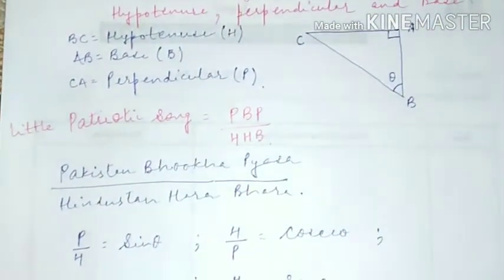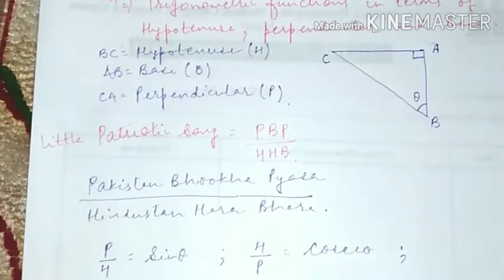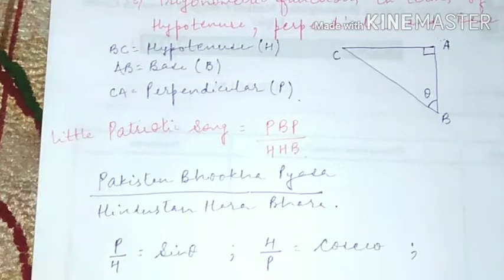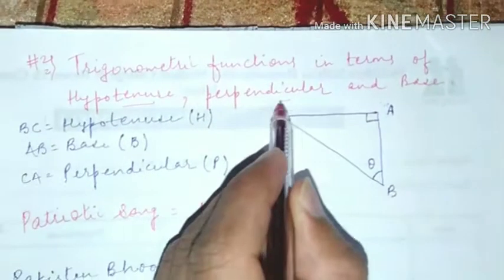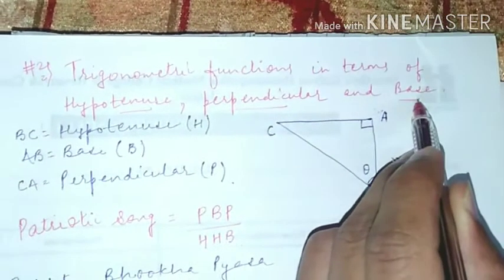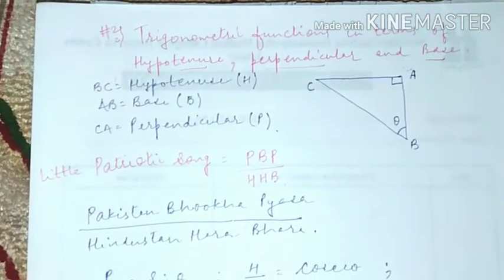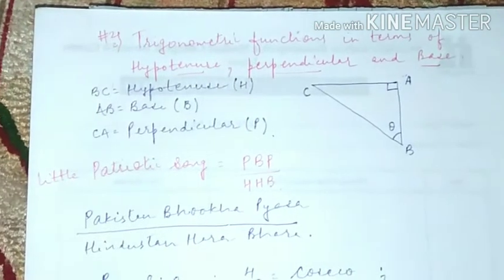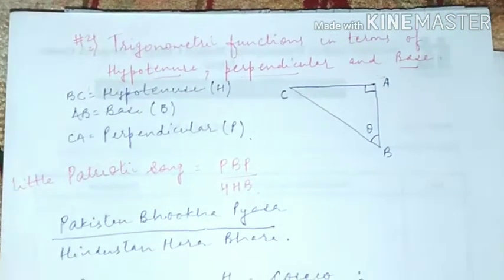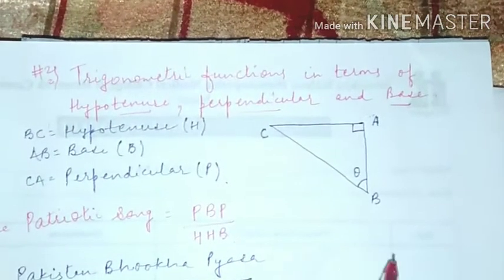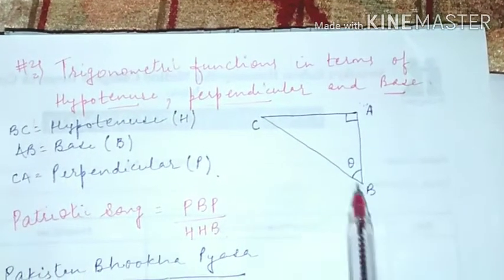Alright, so the heading of today's discussion is trigonometric functions in terms of hypotenuse, perpendicular and base, as you can see on the screen. Let us first discuss what these three terms are: hypotenuse, perpendicular and base. Let us draw a right angle triangle, as you can see on the screen, right angle triangle ABC.